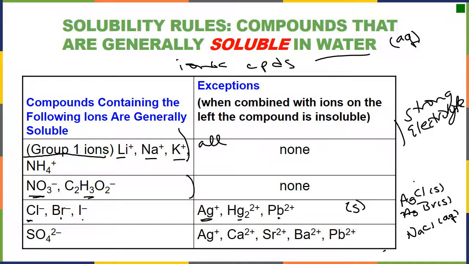Now, what if it's not on the group 1 or this list? Well, for example, if we have copper chloride, we ask ourselves, is this soluble or not? Well, it's not silver, mercury 1, or lead. Therefore, copper chloride in the solution is going to be soluble. Sulfates are generally soluble, and we have a larger list of exceptions. Now, you're going to have to memorize these exceptions, or actually you don't need to memorize these exceptions, as these are on your equation sheet.